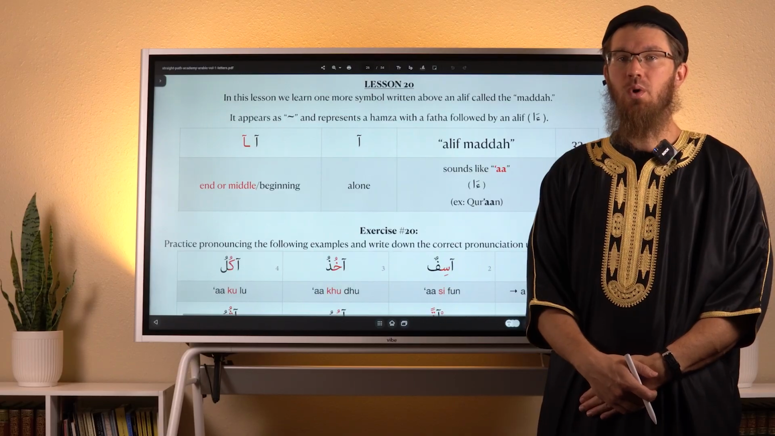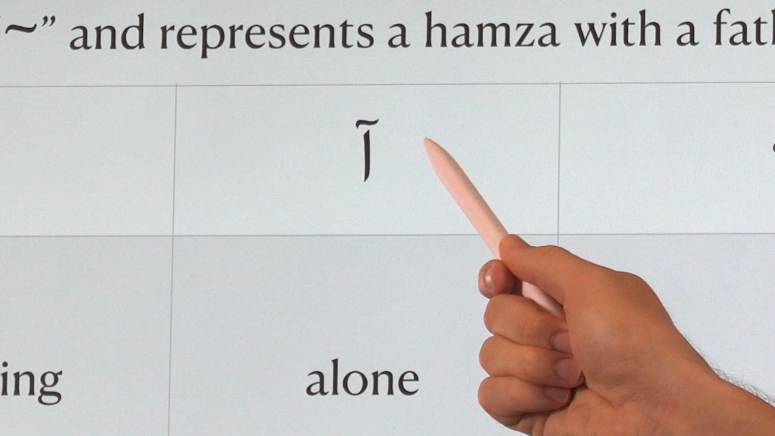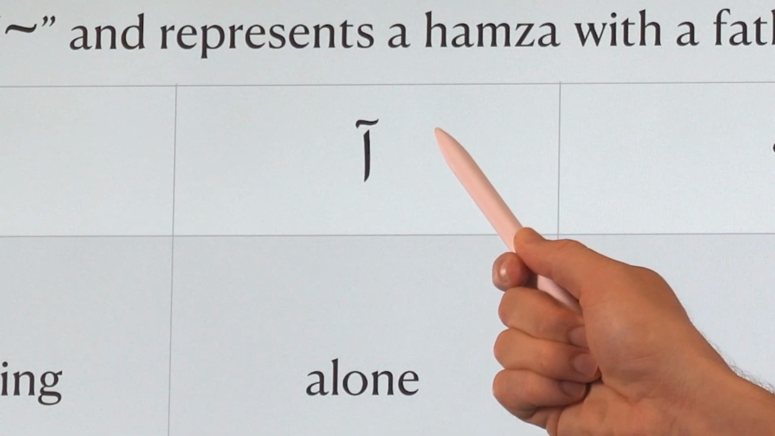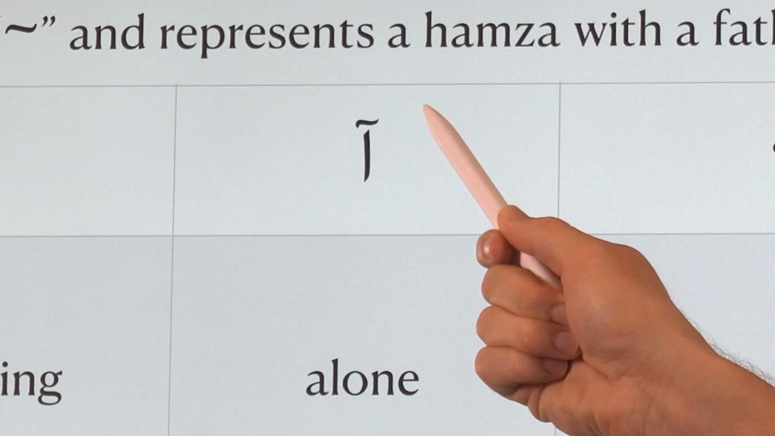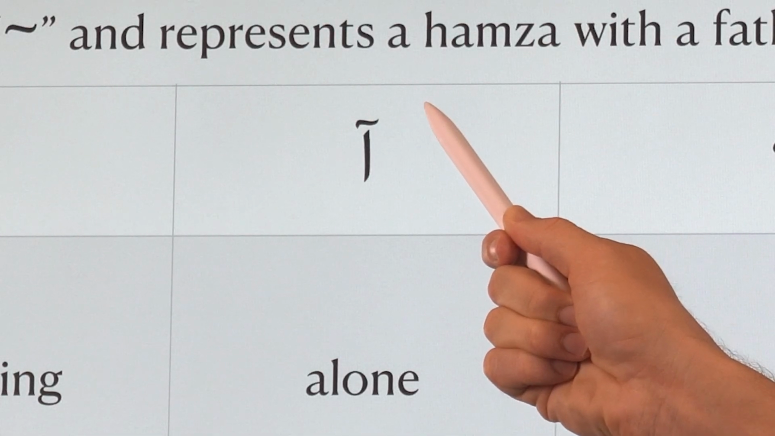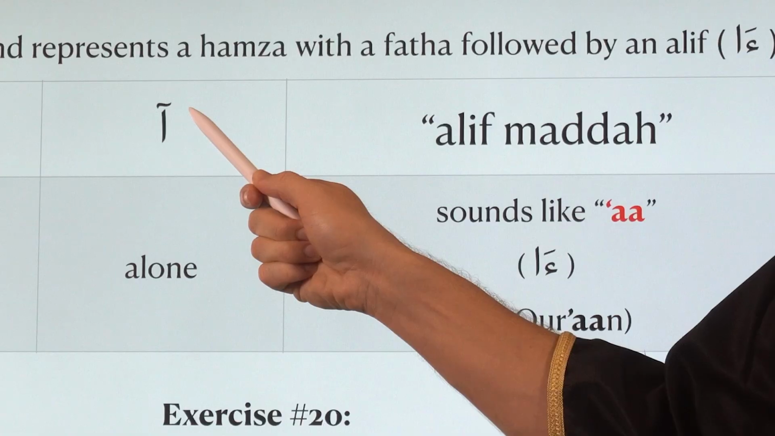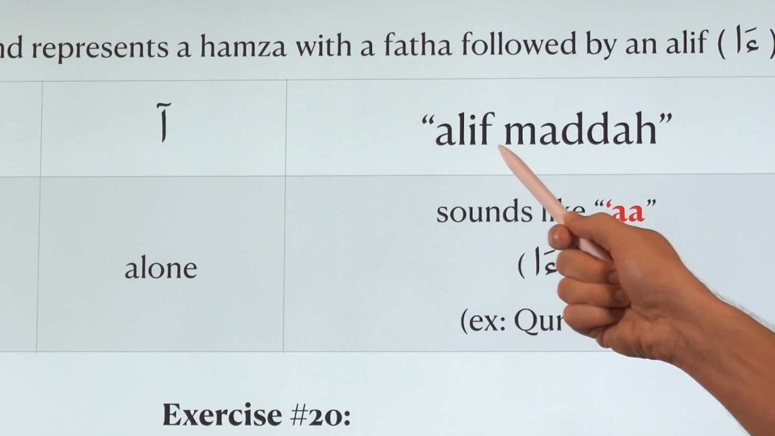And welcome to lesson 20 of Straight Path Academy Arabic Volume 1, Reading Arabic Letters. This straight line is the Arabic letter Alif. Above the Alif, we see a wavy line, and this symbol is called the Madda. So when a Madda is written above the Alif, we can call this combination the Alif Madda.